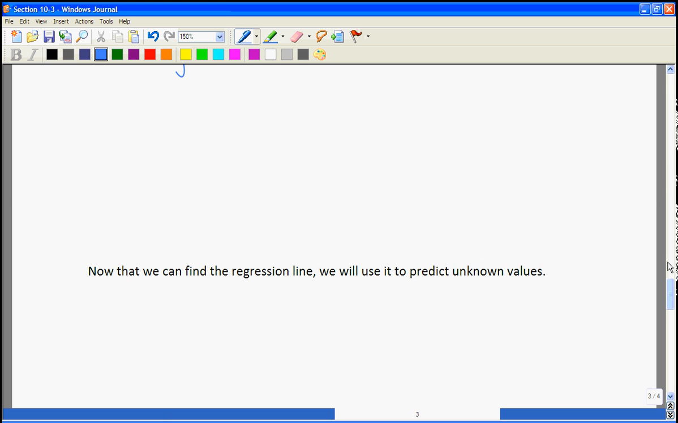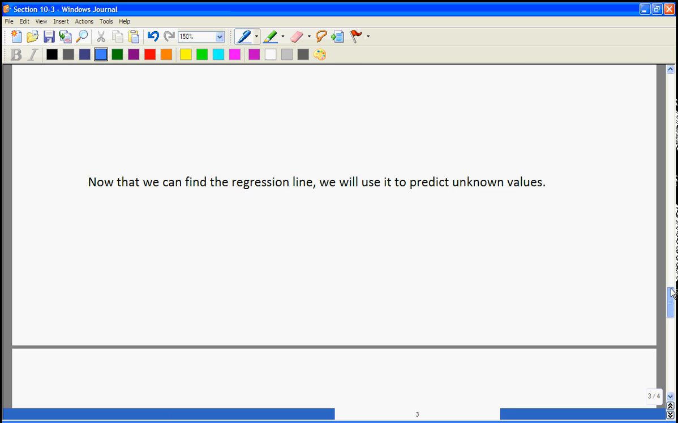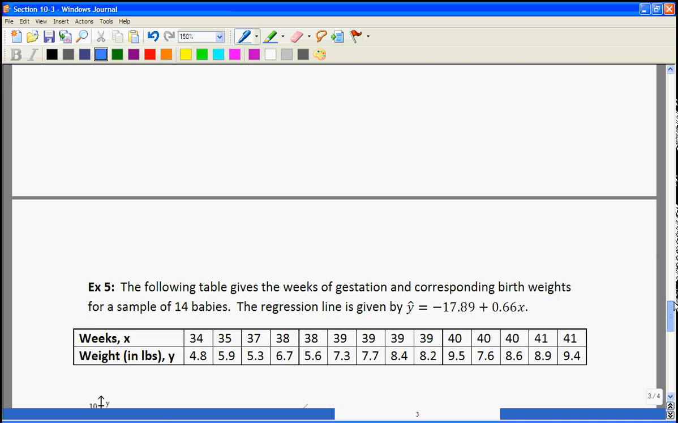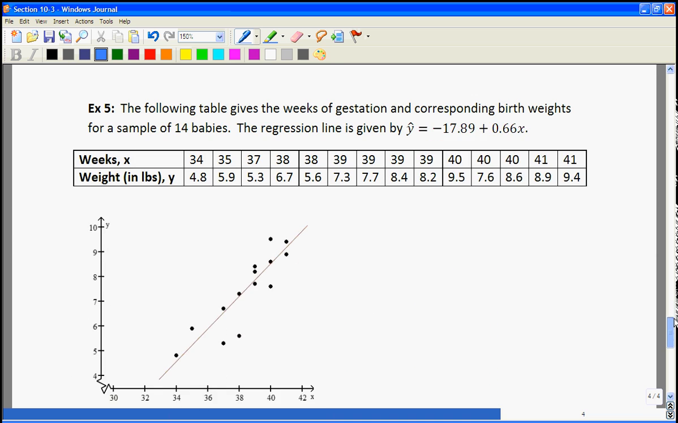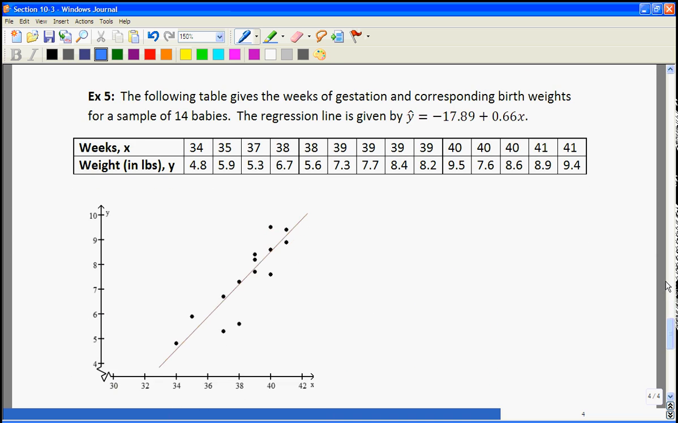Okay, well now we can find the regression line. We know how to find b sub 0, we know how to find b sub 1, put those into y hat. Once we have the regression line, we want to use it to predict unknown values. So take a look at example 5.